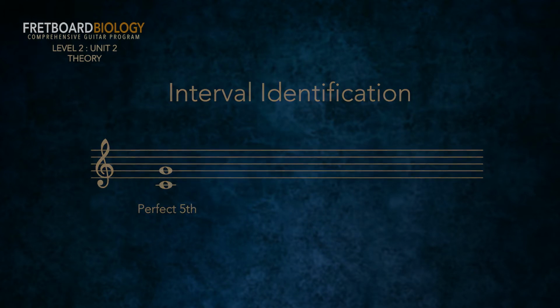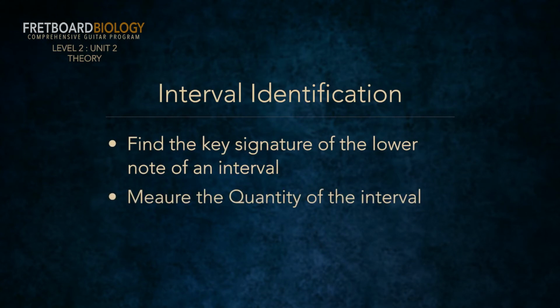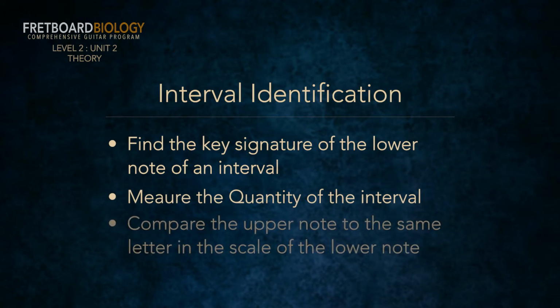So here are the steps so far. First, find the key signature of the lower note in an interval. Second, measure the quantity of the interval. Third, compare the upper note to the note with the same letter in the major scale of the lower note.